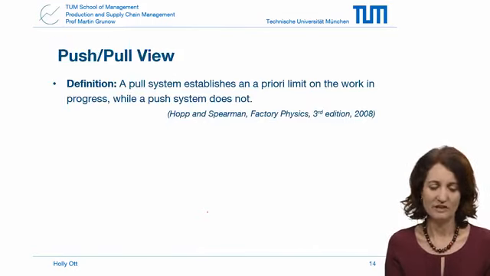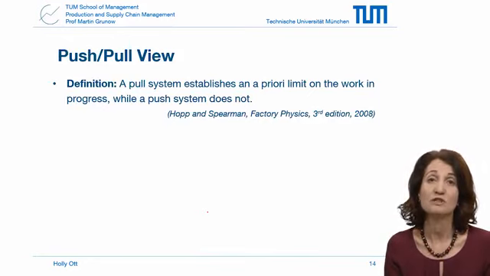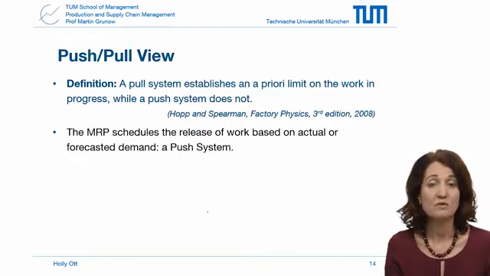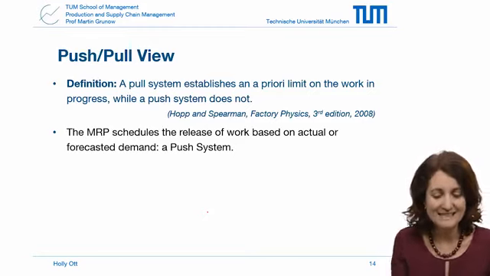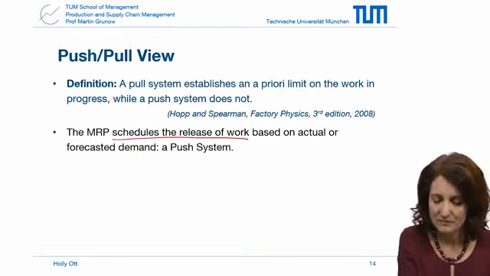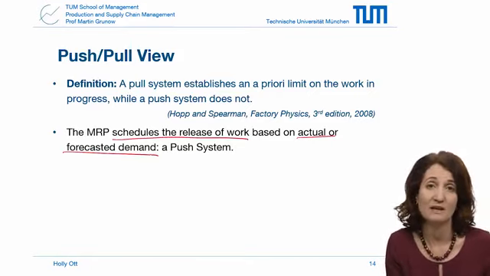So we go back to our definition. A pull system establishes an a priori limit on the work in progress, while a push system does not. Now we can see that an MRP, which is based on forecast, is a push system. And if we continue to quote from Factory Physics, the MRP is scheduling the release of work based on the actual and forecasted demand for a period of time.